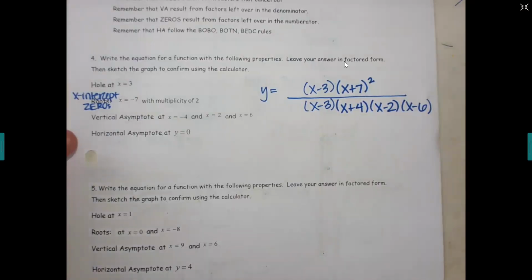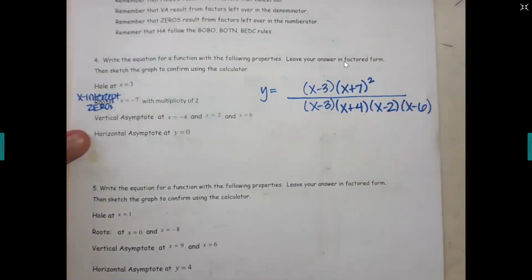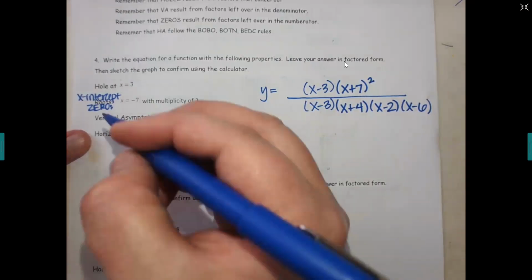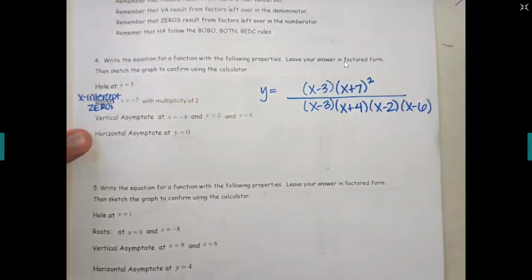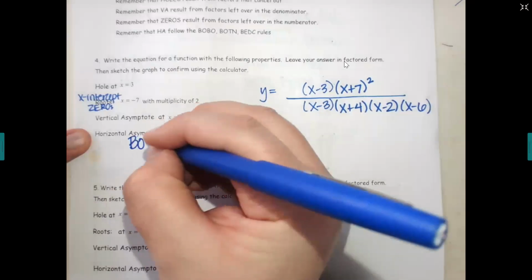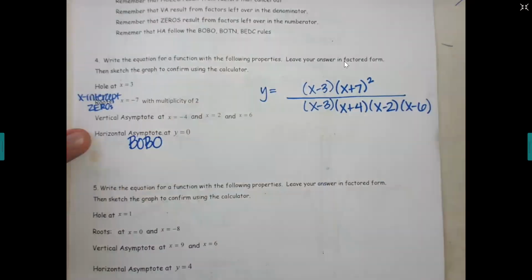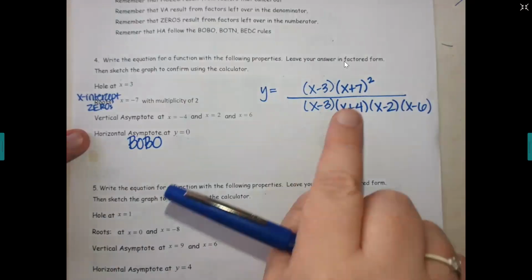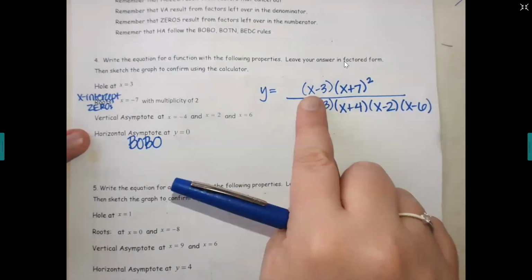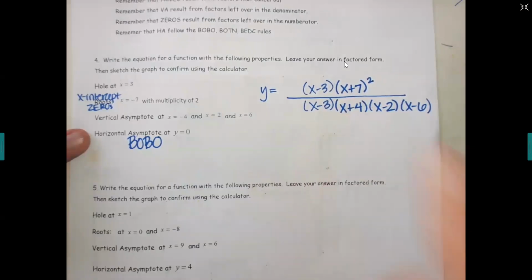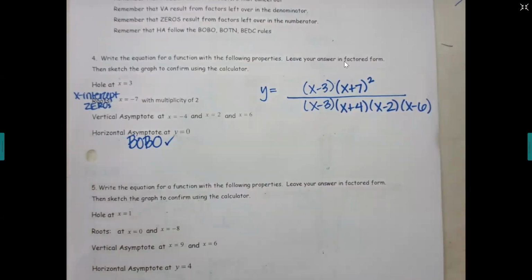Last thing, I want a horizontal asymptote at 0. In order for my Bobo, Botan, and Betsy to come out to be 0, which type did it have to be? It had to be a Bobo, which means it's supposed to be bigger on the bottom, and then you just count your x's. How many do I have on bottom? 4. How many do I have on top? Remember, it counts as 3 because this is a double. So you say I have 1, 2, 3 compared to 4, bigger on bottom. Check, we did. Get the idea?